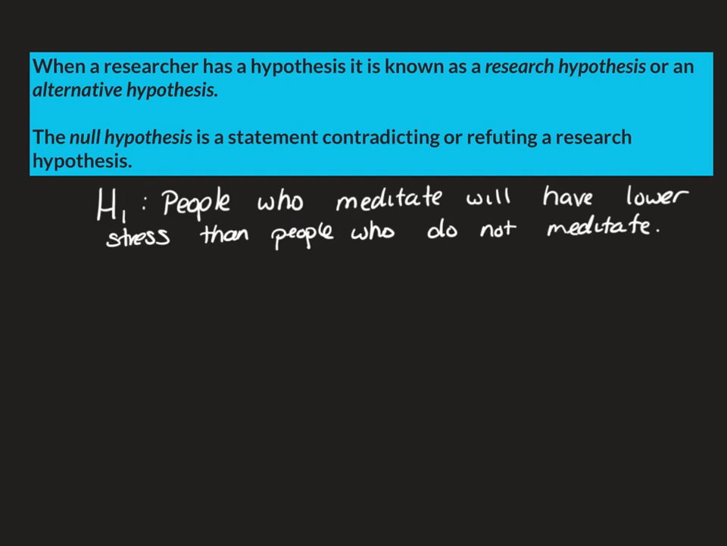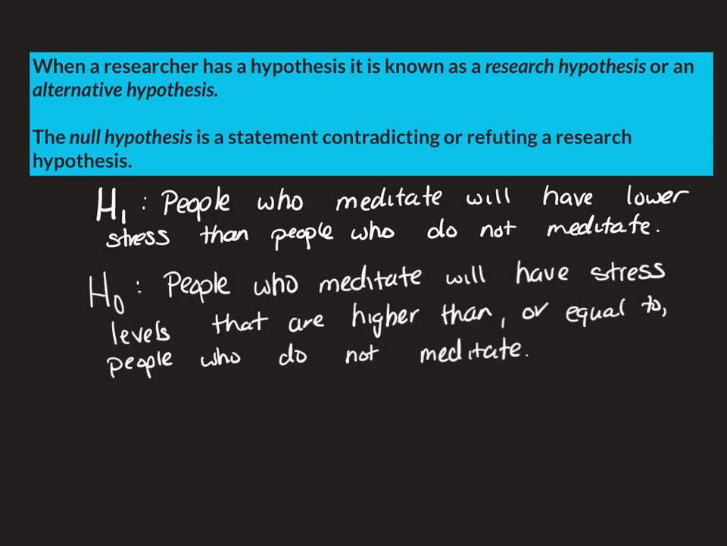Let's take a look at an example of a hypothesis. We use capital H subscript 1 to stand for the first hypothesis. Our hypothesis can be, people who meditate will have lower stress than people who do not meditate. The null hypothesis is a contradiction to this. So the null hypothesis would state that people who meditate will have higher or equal stress to people who do not meditate. The reason the null hypothesis will say this is because either of those statements make the research hypothesis incorrect.